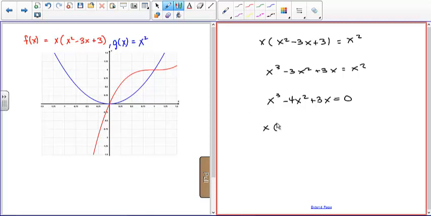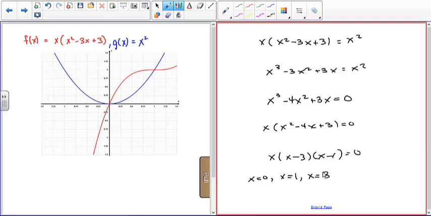We'll factor out an x, so we get x times x squared minus 4x plus 3. And then we can factor the term in here, and you'll get x minus 3 and x minus 1. So we have 3 points of intersection: x equals 0, x equals 1, and x equals 3. I see 2 of them, right? You see 0 and 1, but it actually turns out there's a third point, which we didn't see because I didn't zoom out enough.